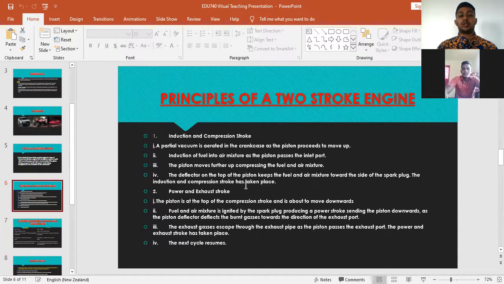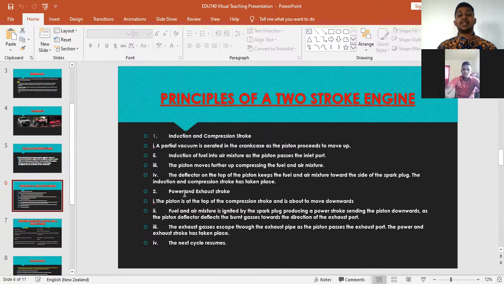Moving on to the principles of a two-stroke engine. The first principle is the induction and compression stroke. A partial vacuum is created in the crankcase as the piston moves up, and the fuel and air mixture is drawn in through the inlet port. The piston moves further up, compressing the fuel and air mixture. The deflector on the top of the piston directs the fuel and air mixture towards the side of the spark plug. The induction and compression stroke has taken place.